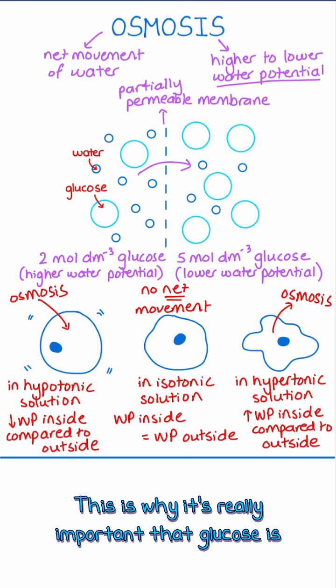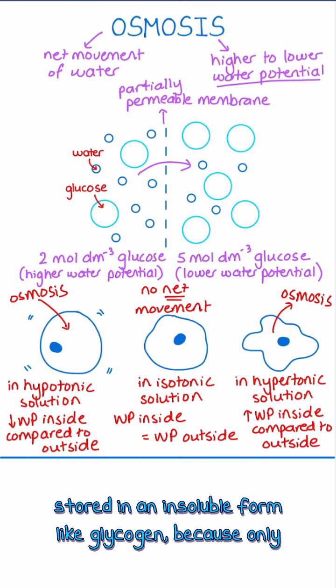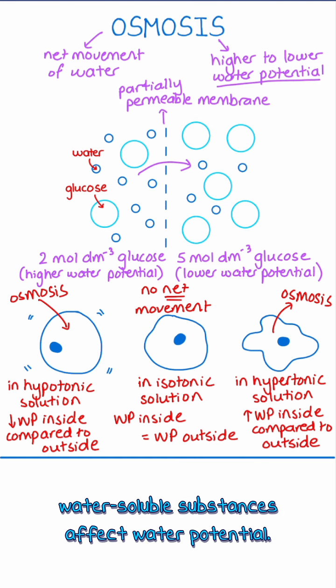This is why it's really important that glucose is stored in an insoluble form like glycogen, because only water-soluble substances affect water potential.